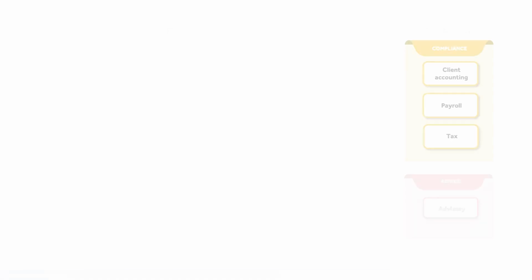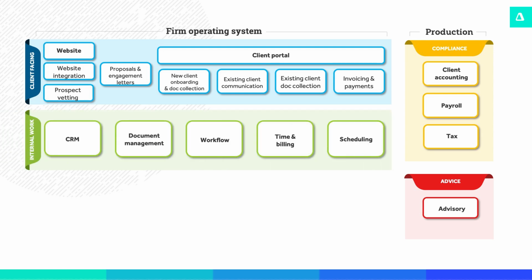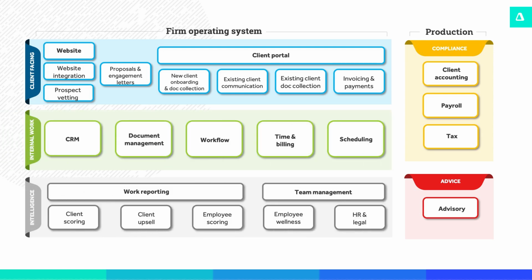And what we've done is create 3 segments. You can see in this graphic, we've got your client-facing system, we've got your internal work, and we've got your intelligence. We've tried to break this down and make it as clear as possible, and you can already begin to see how these things interact with each other.